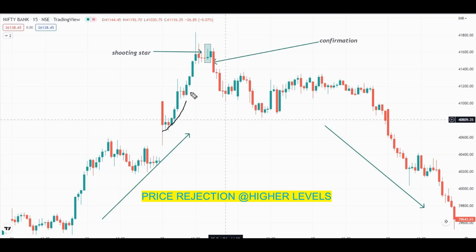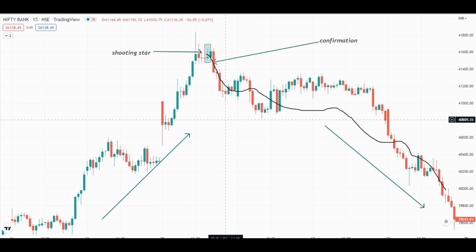See, this is a parabolic kind of price behavior. See the rejection. Sellers are gaining control here. We can see that the market is giving us a very important clue that sellers are very aggressive at these price points. That's why the market sold off aggressively after that, and we got a confirmation after a shooting star, then a very strong bearish candle which broke the low of this shooting star candle.